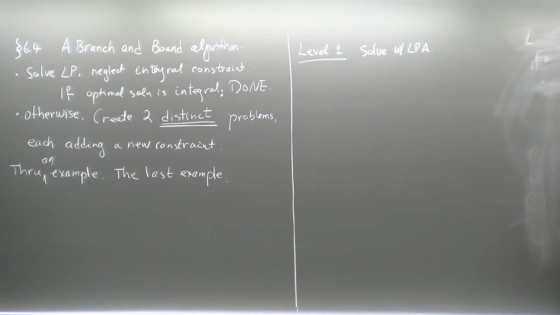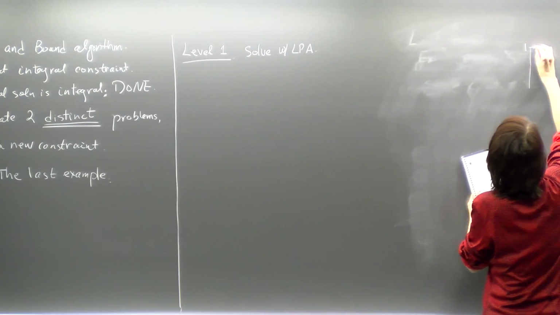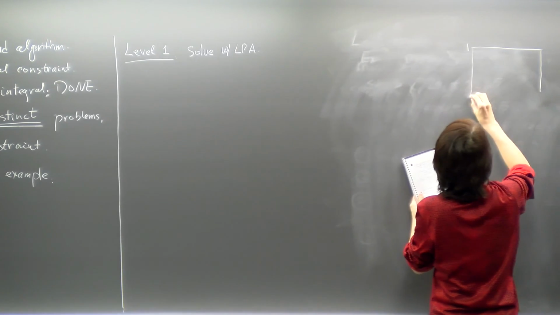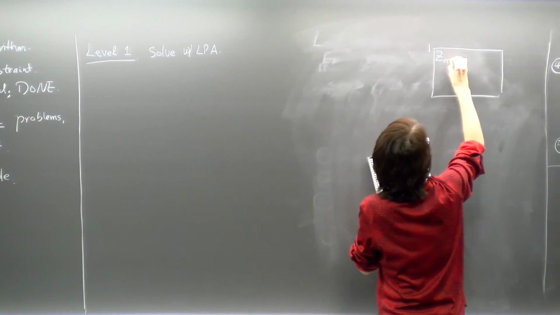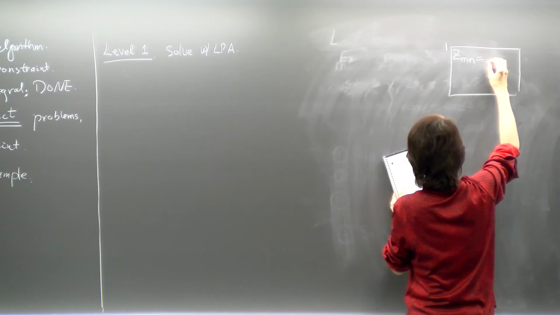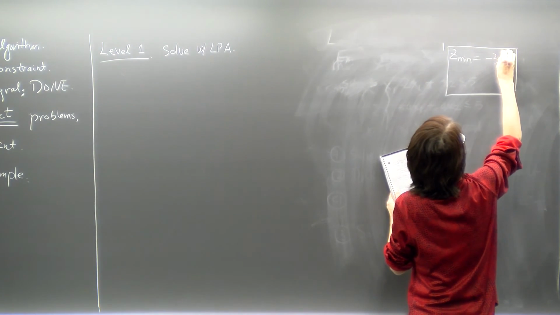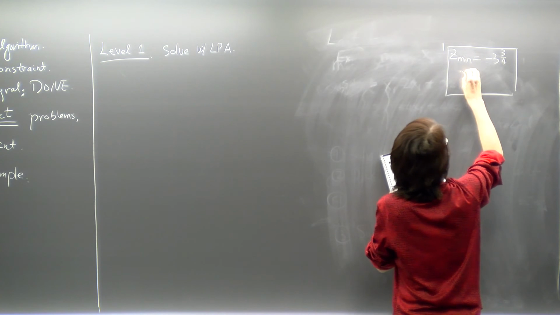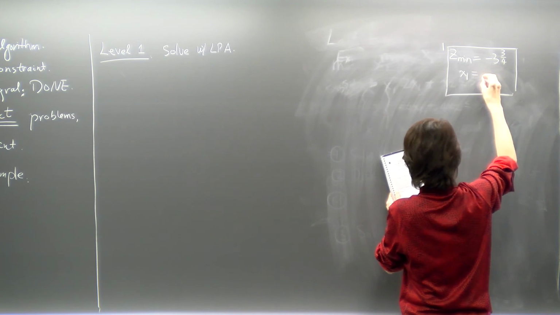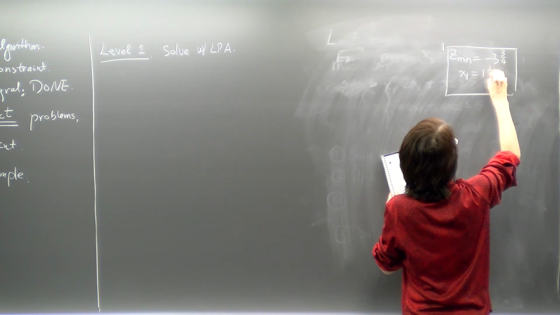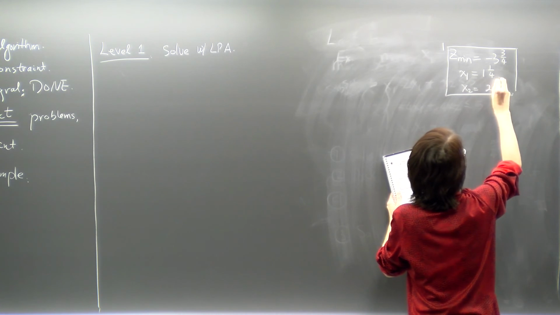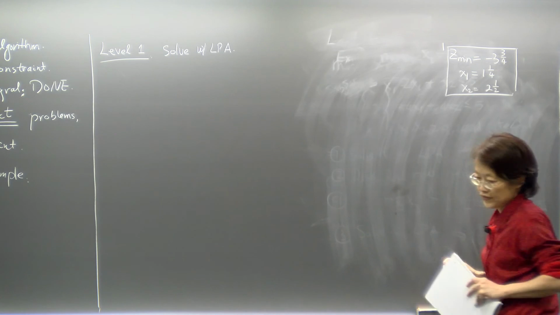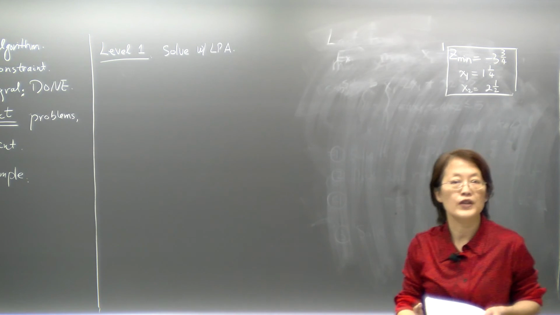So level 1, I record the solution in this box. So the solution gives me the minimum value of z is negative 3/4, x1 is 1 1/4, and x2 is 2.5. That's what I got by solving it. Okay?